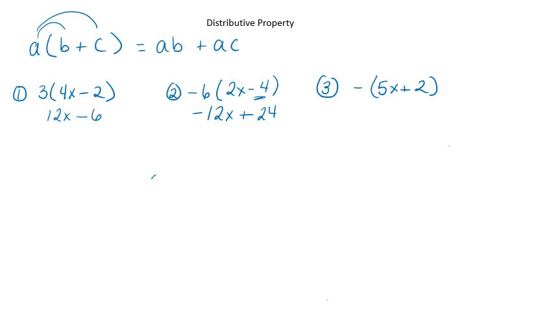Then for number 3, we have just a negative on the outside. We're going to treat that like a negative 1. Remember, we can always assume 1s. So negative 1 times 5x is a negative 5x. A negative 1 times 2 is a negative 2, and we write that as a minus 2.